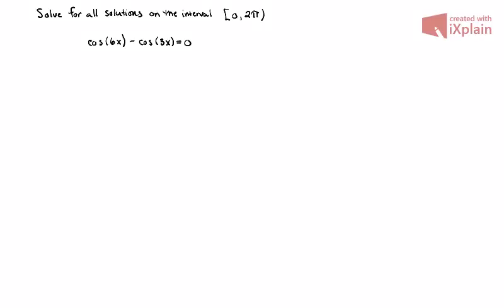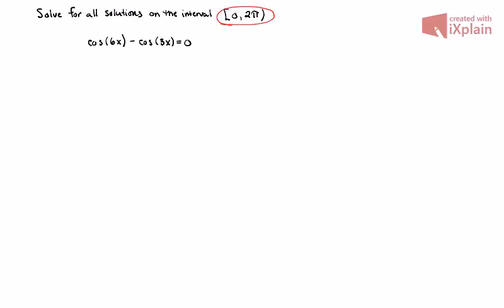Hi everyone, this video is for section 7.3, double angle identities. In this particular problem, we're going to solve the equation cosine of 6x minus the cosine of 3x is equal to 0. We do have a restriction here, and we do want to be careful when we read it.